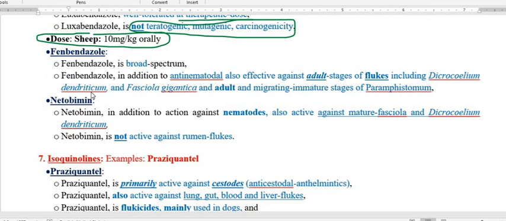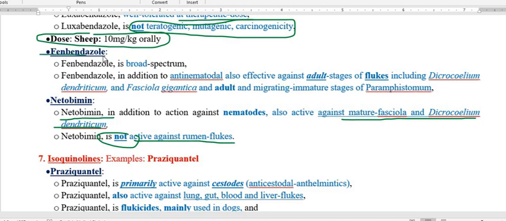Next in this group, there are only two drugs, fenbendazole and netobimine. We are not going to discuss netobimine much, because, as we know, its active metabolite is albendazole. So whatever activity albendazole has, netobimine has the same. That means they act against the mature fasciola, are also active against Dicrocoelium dendriticum, and show no activity against the rumen fluke. This is about netobimine.